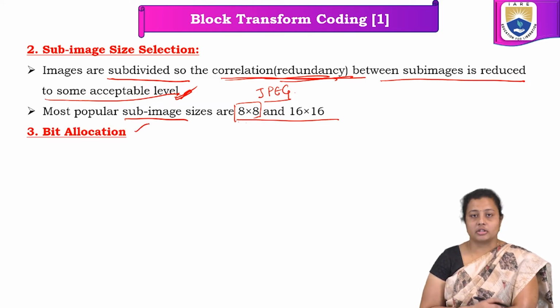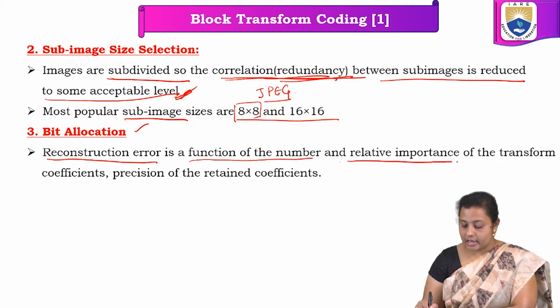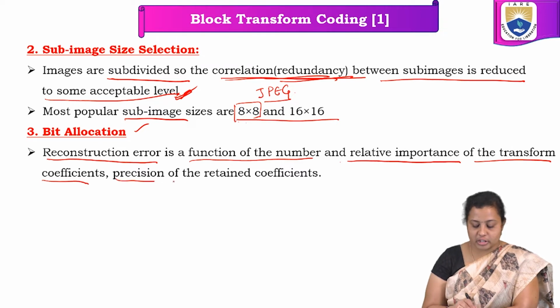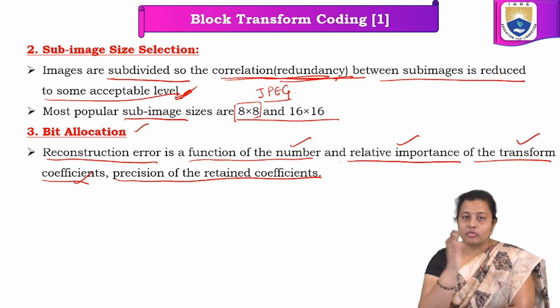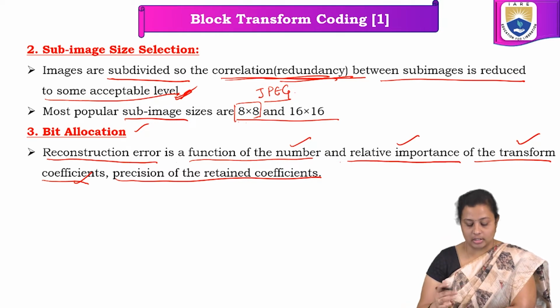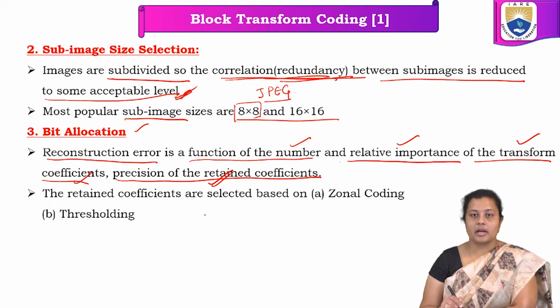Next is the bit allocation. How is the bit allocation done? The reconstruction error is a function of the number and relative importance of the transform coefficients, and the precision of the retained coefficients. That is, how many coefficients are being generated, and how precisely the coefficients that are retained help in our reconstruction. So all these parameters help in our bit allocation. The retained coefficients are selected based on zonal coding and thresholding.